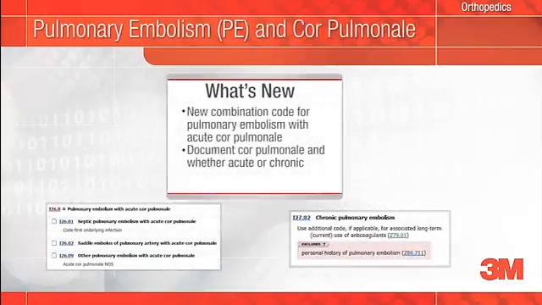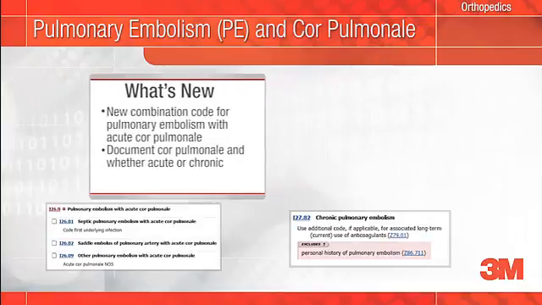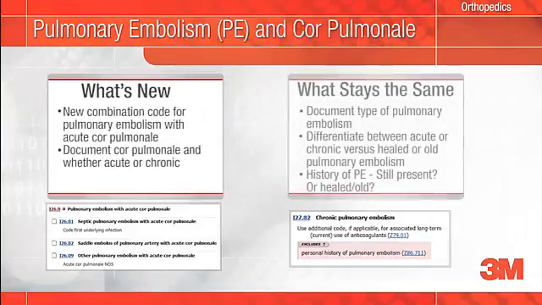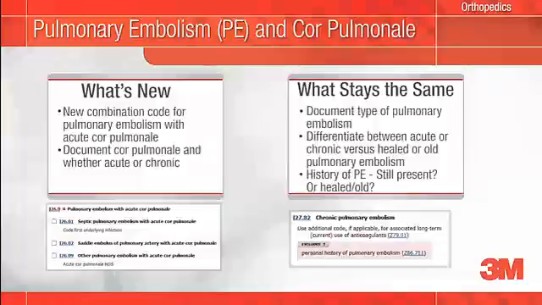What's new here? ICD-10 has a new combination code to capture the patient who has a pulmonary embolism with acute cor pulmonale. The takeaway here is the documentation of cor pulmonale and whether it is acute or chronic. What stays the same is that you still need to document the type of pulmonary embolism, such as septic or saddle, and whether the pulmonary embolism is acute, chronic, or healed or old.